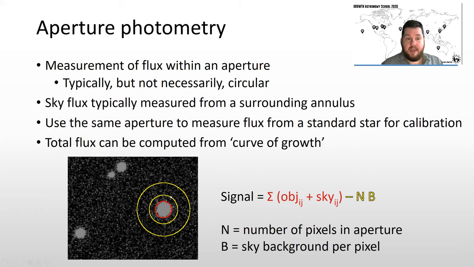So what are we measuring here? As I said, we're counting up all of the flux in all of these pixels. So it's the sum of the object flux plus the sky flux within this region. And I'm subtracting away from that n multiplied by b, where n is the number of pixels in the aperture and b is my sky background per pixel. So I work out the sky background per pixel using my sky annulus. I multiply that by the number of pixels within the aperture, and that subtracts away the sky component from the signal, in principle.